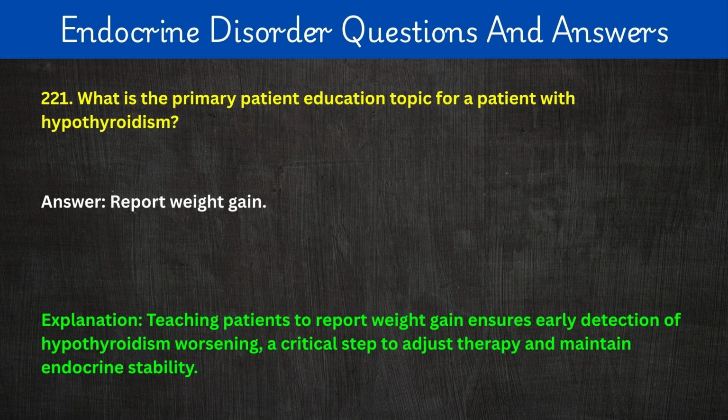221. What is the primary patient education topic for a patient with hypothyroidism? Answer: report weight gain. Explanation: teaching patients to report weight gain ensures early detection of hypothyroidism worsening, a critical step to adjust therapy and maintain endocrine stability.